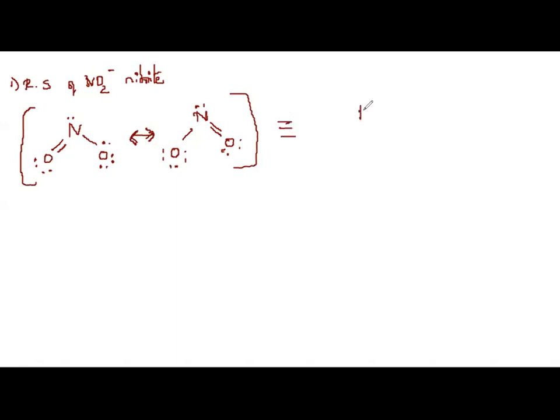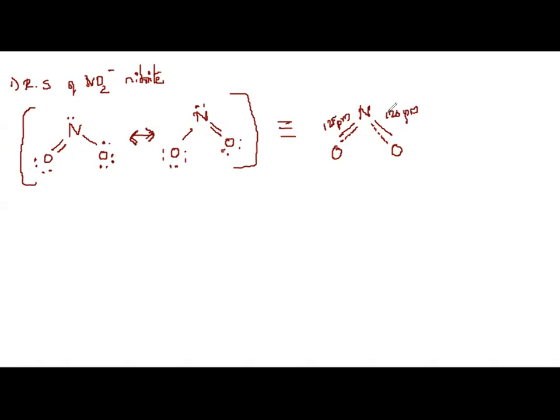So I will write N. A single bond is common in both cases with oxygen, and there is double bond character here, or there is double bond character here. Correct. If you see the bond length of both of them, this bond length is 125 picometers, and this bond length is also 125 picometers. Both bond lengths are the same, 125 picometers.